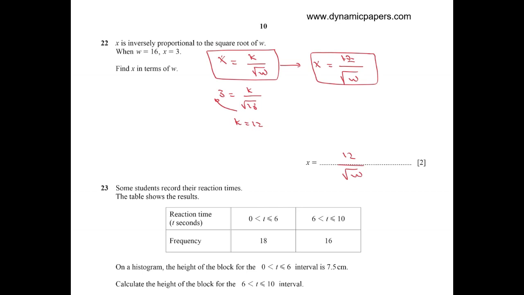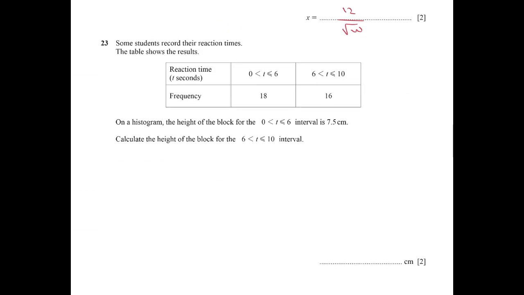Question 23. Some students recorded their reaction times. The table shows the results. t between 0 and 6, t between 6 and 10, frequency 18 and 16. On a histogram, the height of the block is 7.5. Calculate the height of the block for the second interval.